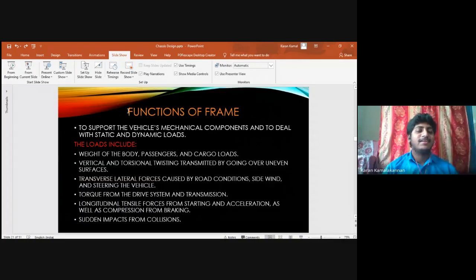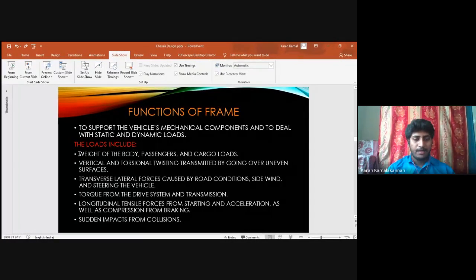You can go for the functions of the frame. What is the purpose of the frame that we use? Yes, the frame supports the vehicle's mechanical components that are being mounted, and deals with the static and dynamic loads that will be occurring. What are the types of loads that we have?